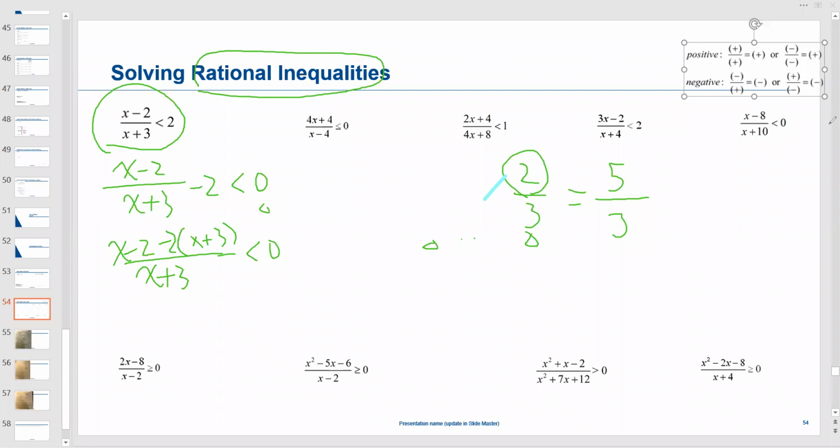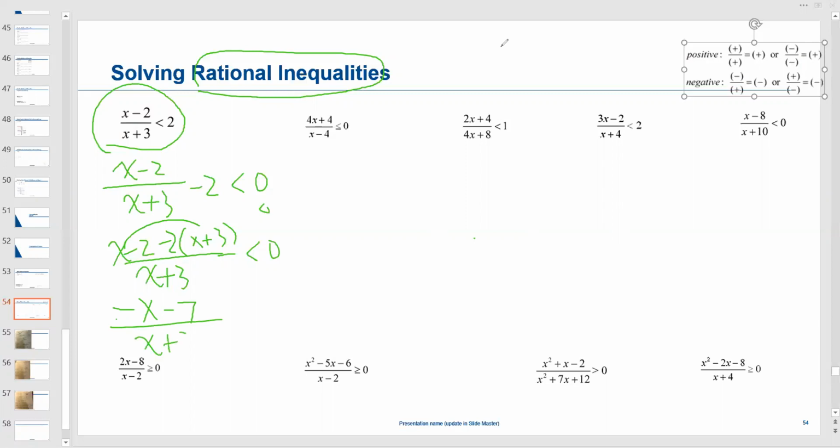All right, so what's next? We simplify it and make it nicer looking, right? So what about the denominator part and numerator part simplified? So here became, I'm sorry, I wiped something off here actually. So here became minus x minus 7, right? Over x plus 3 less than 0.